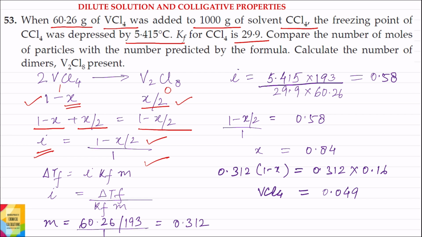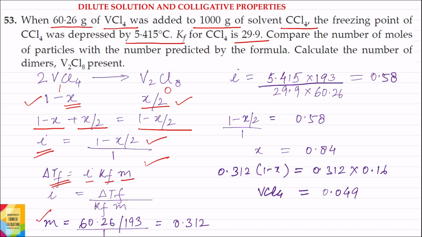Now delta Tf, that is depression in freezing point, is equal to i into Kf into m. Here m is the molality. Now delta Tf की वैल्यू given है question में, Kf की वैल्यू given है, molality की वैल्यू we can find out.